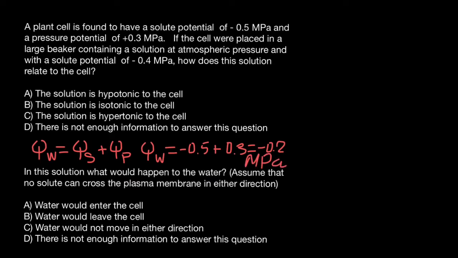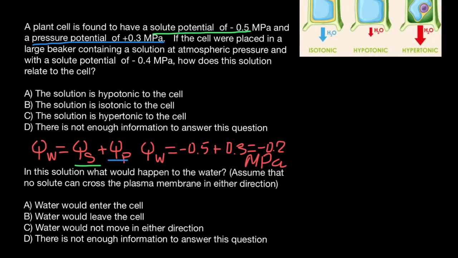One more time, psi S stands for the solute potential, psi P stands for the pressure potential. So solute potential plus pressure potential, and this is how we get water potential. And we have found that inside the cell, water potential is minus 0.2 megapascals.